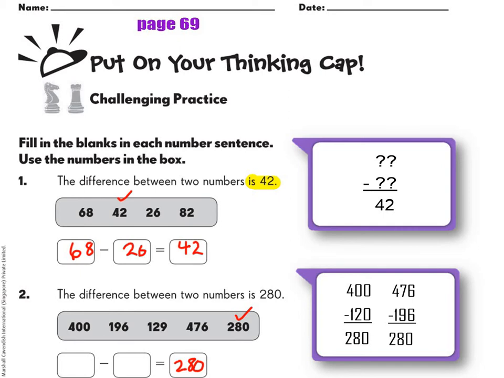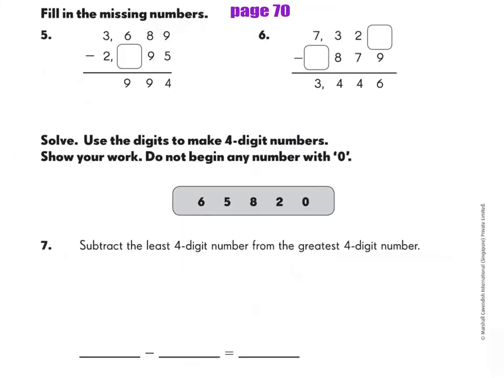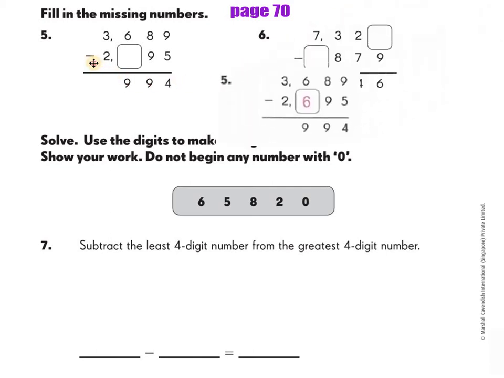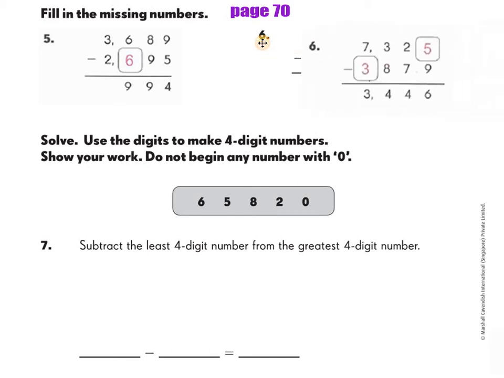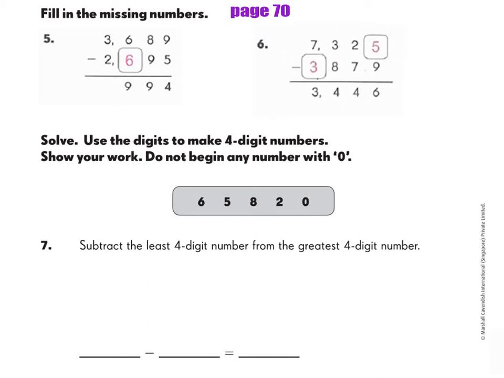Okay, I'm going to go on to the next page. And now we're looking at page 70. Can you fill in the numbers for number 5 and number 6? Press pause. And here's the answer for number 5. Please do number 6. And here's the answer for number 6. How did you do? I hope you got them both right.